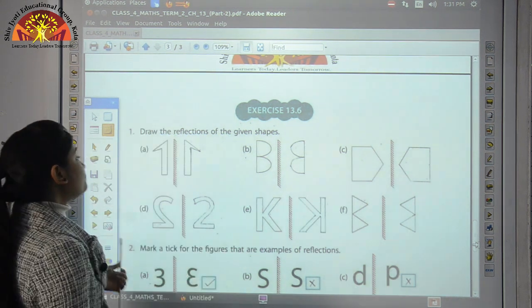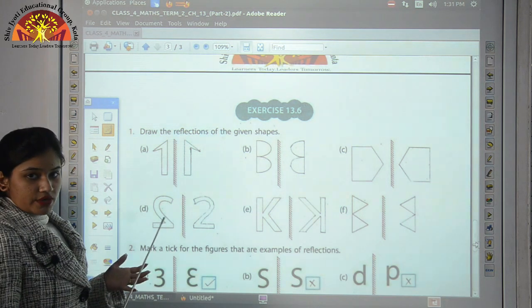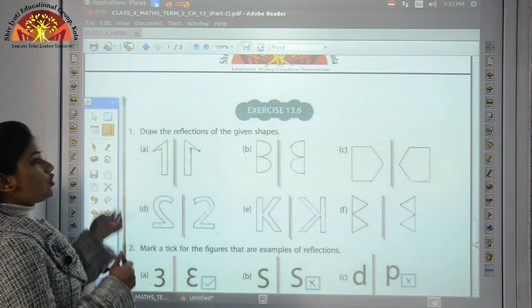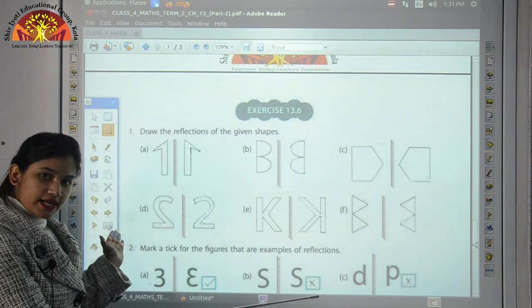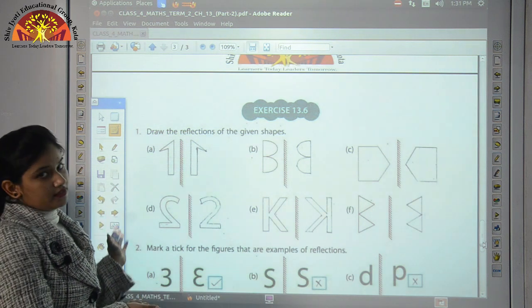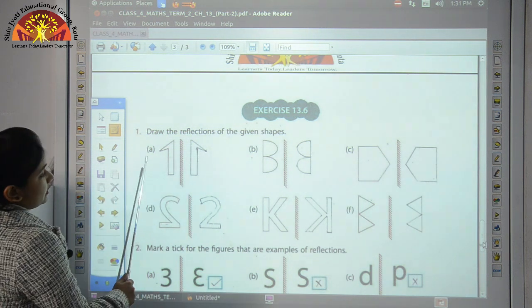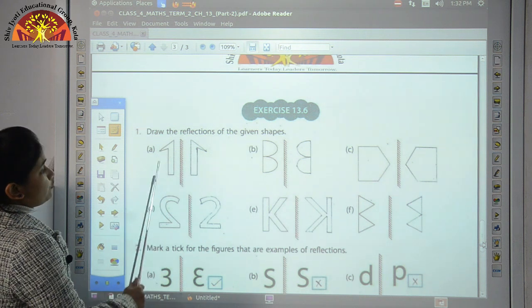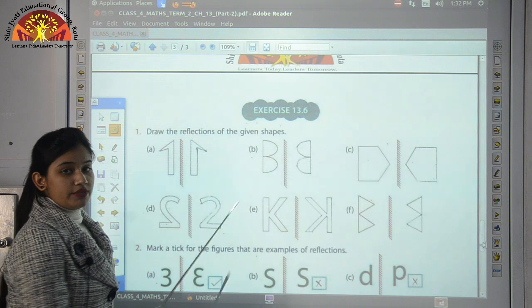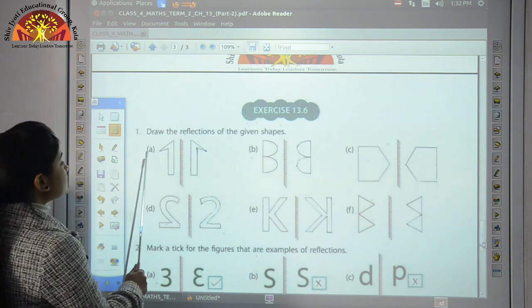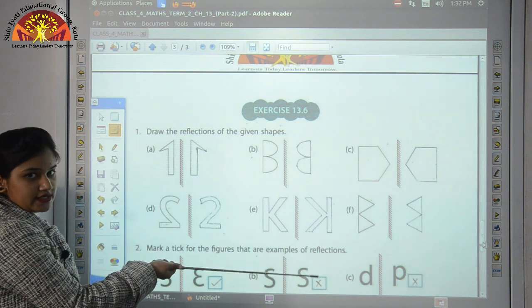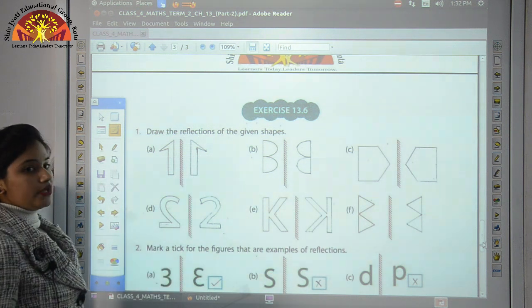So now what is the difference here? You can see in a reflection and in your real image, your left side will be the right side in the reflection and your right side will be the left side in the reflection. So here in this A part we can see a shape of 1. Now we have to draw the mirror image. It means what we have to do here, this left side we have to draw on the right side, because we are drawing reflections.